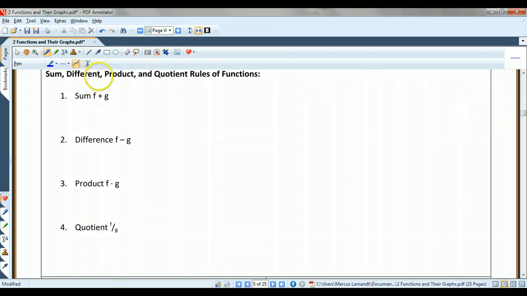Difference, product and quotient rules. This is actually a mistake here. Sorry, it shouldn't be "different," it should be "difference." There we go.